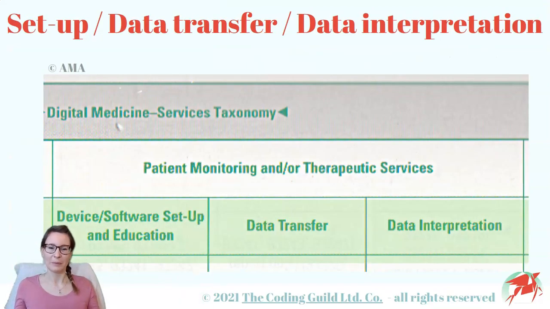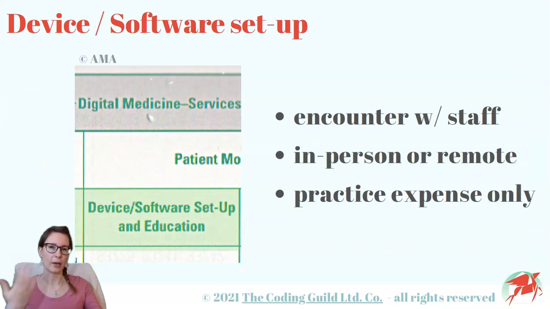On to the devices. If a device is involved, we have three subcategories to choose from: device or software setup and education, data transfer, and data interpretation. Device and software setup is an encounter between the patient and clinical staff during which the patient is told how to use and properly set up the device. This can happen either face-to-face or remotely, for example, on the phone.